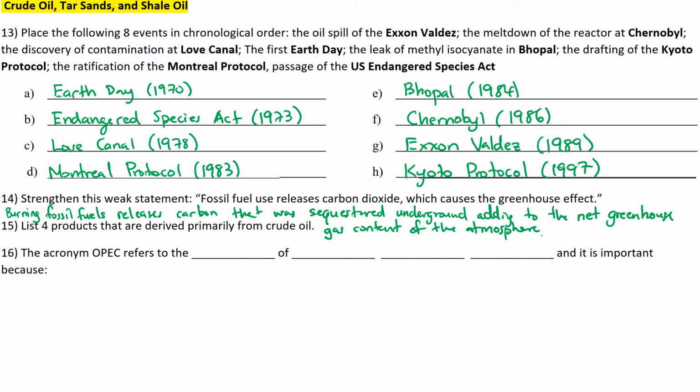Okay, number 15. I'm going to list 15 just right here because I don't have room. So 15, list 4 products that are derived primarily from crude oil. So we have asphalt, gasoline, heating oil, and jet fuel, and diesel oil. One for good measure.